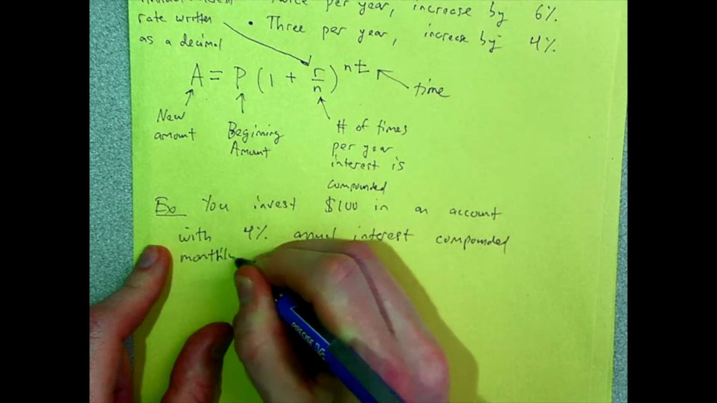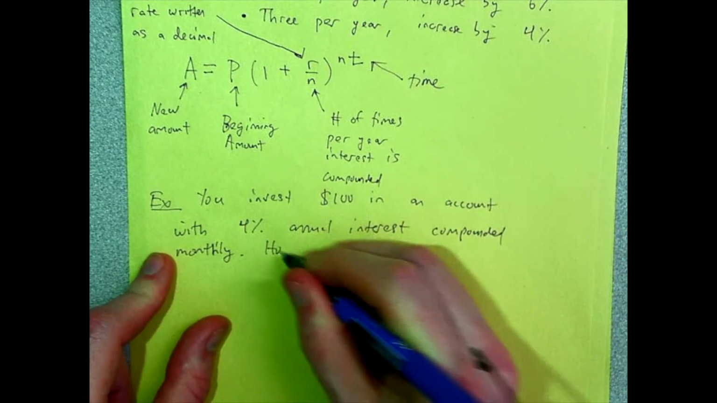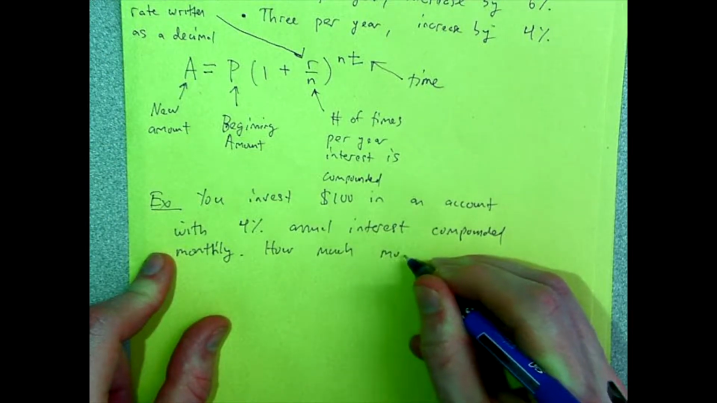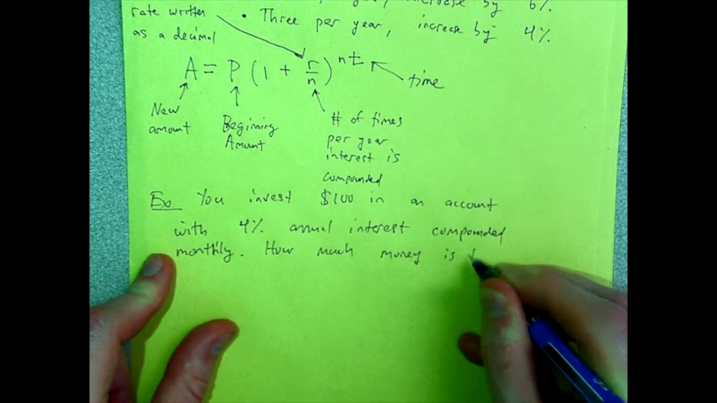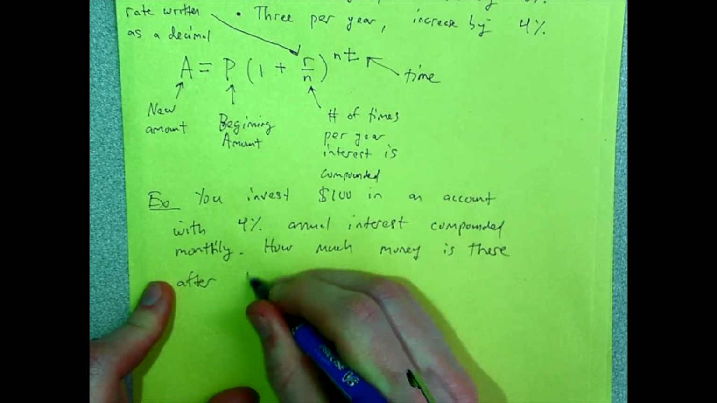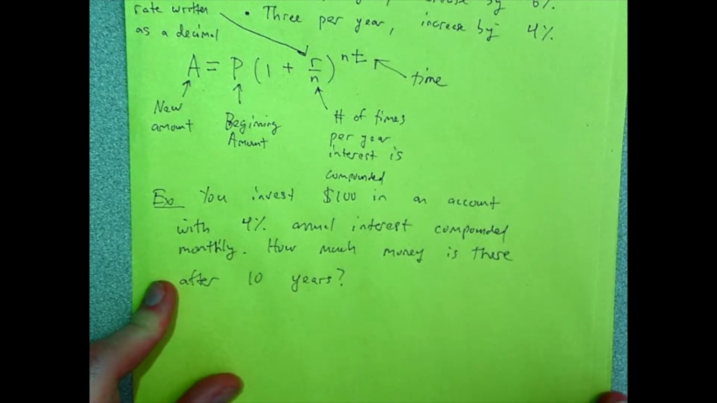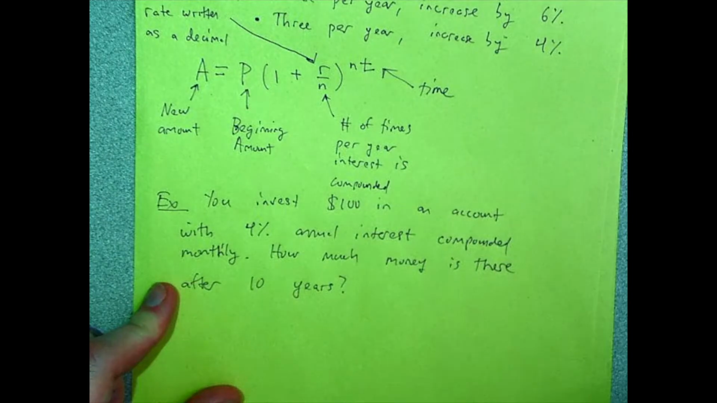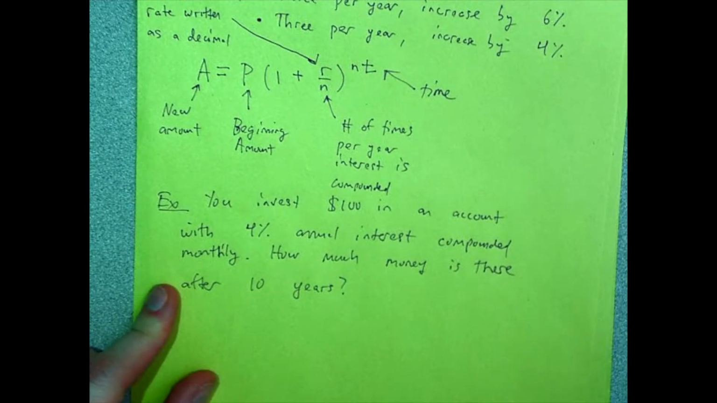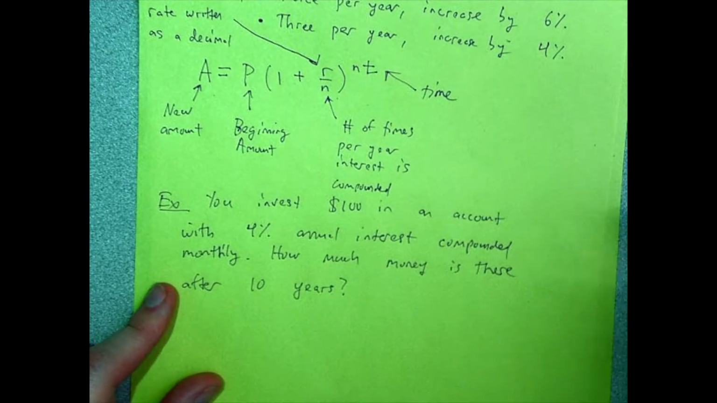The question is, how much money is there after 10 years? Okay, so it's as easy as just looking at this formula and identifying the correct values and then plugging them in. So A, of course, is the new amount. It's the amount of money that you have after time has passed. That's what we're looking for in this case, so that's going to be the unknown.